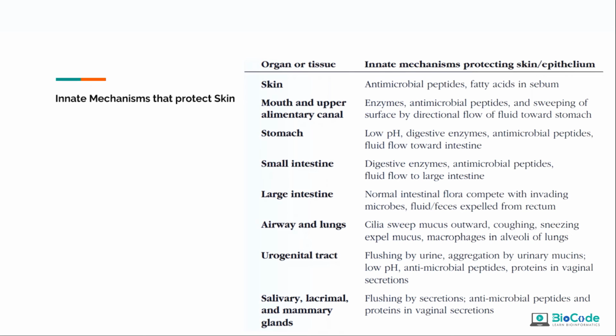Now, the stomach has low pH and digestive enzymes which also kill the pathogens. The small intestine has digestive enzymes and antimicrobial peptides. The large intestine has normal intestinal flora which compete with the invading microbes, and this way they prevent the infection from taking hold. Our airways and lungs have cilia which sweep mucus outwards. Coughing, sneezing, and expelling mucus are all different mechanisms that help our body.